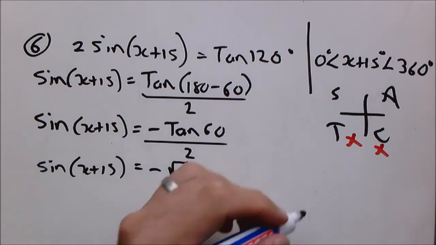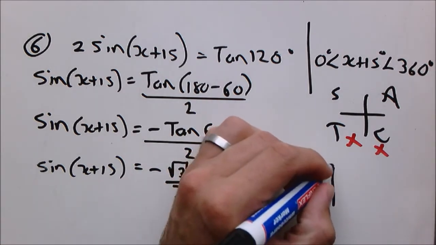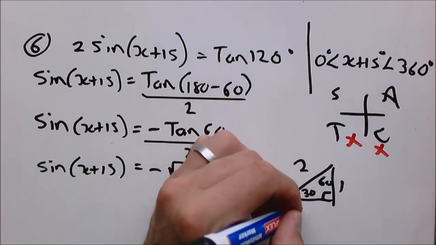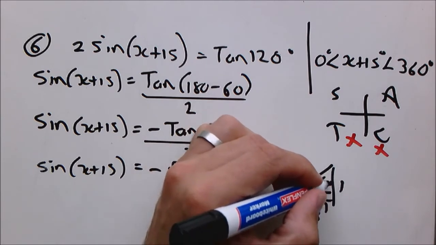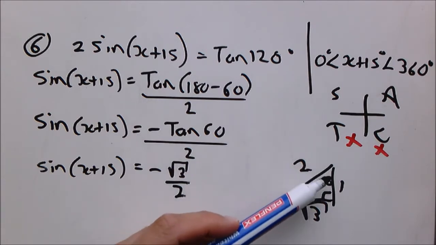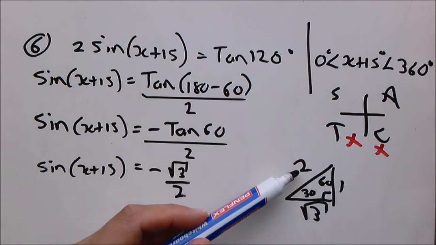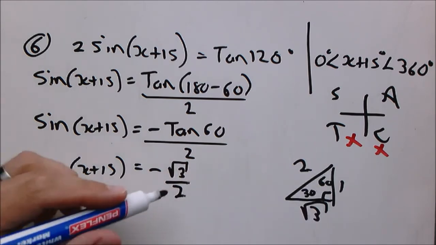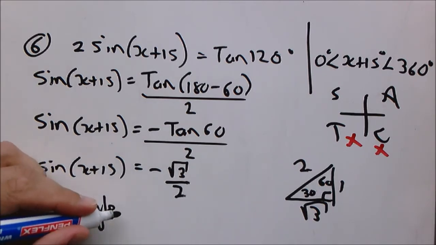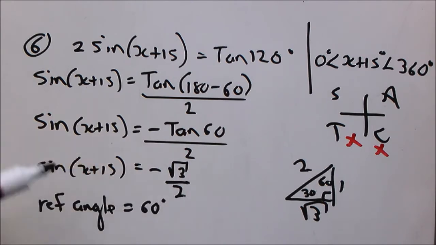If you look at your special angle triangle, we have 30, 60, 1, 2, square root 3. If you look at that, and you're working with sine, which is opposite over hypotenuse, we are working from 60, opposite over hypotenuse. So our reference angle will definitely be 60. So we can write that down. And remember, we are working in the third and the fourth quadrant.